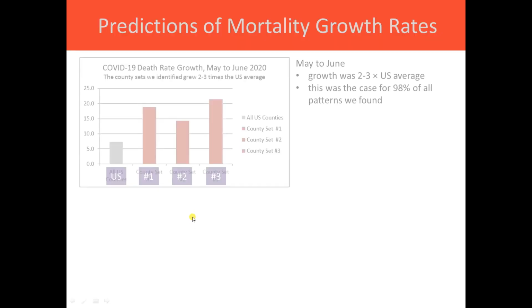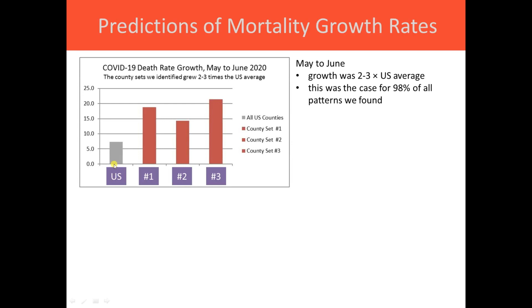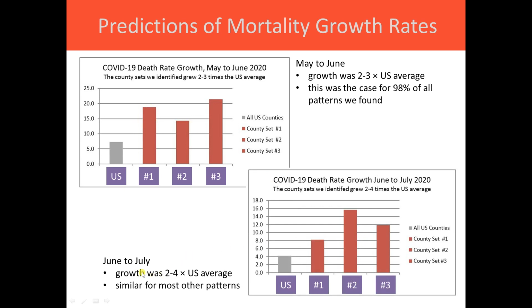So let's look at this a little more. Here's the US average growth from May to June, and pattern number 1, pattern number 2, and pattern number 3 that I showed you, much higher, 2 to 3 times higher than the US average. This is the death rate growth. The US average grew at 7.3, and these grew much more, 3 times more. And this is from June to July again.